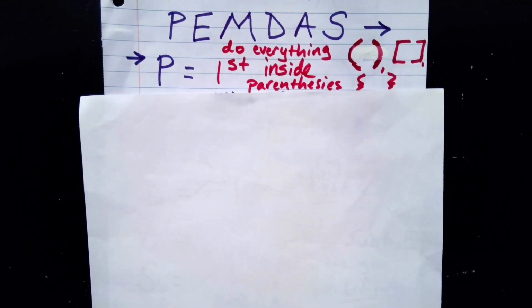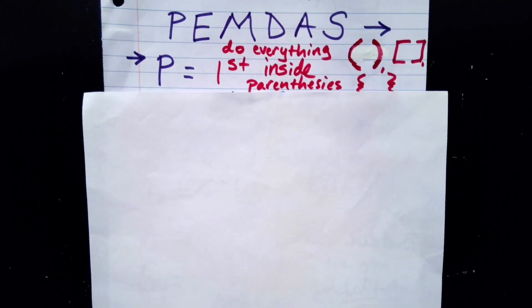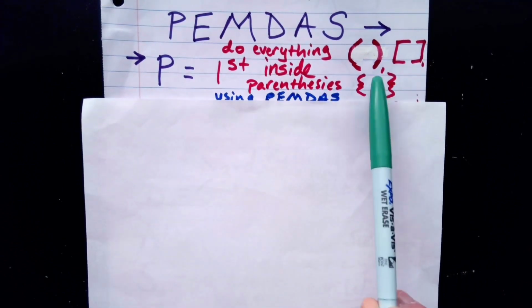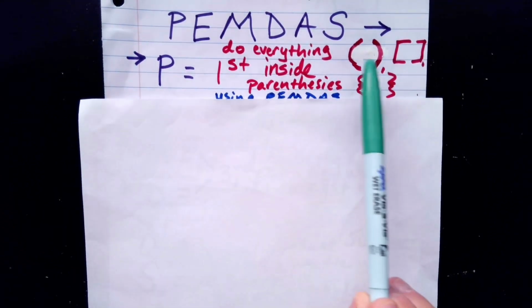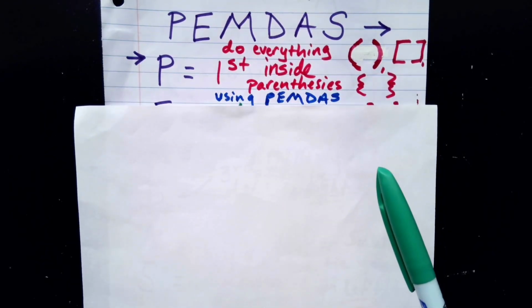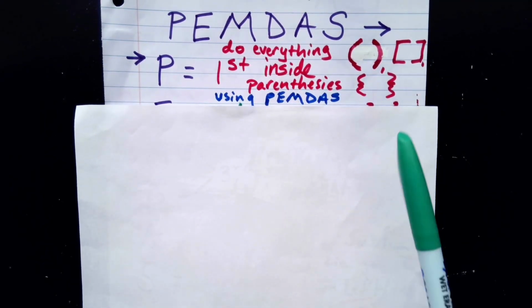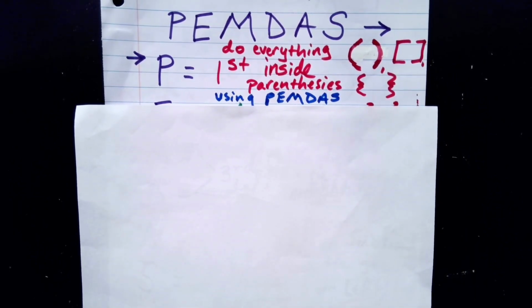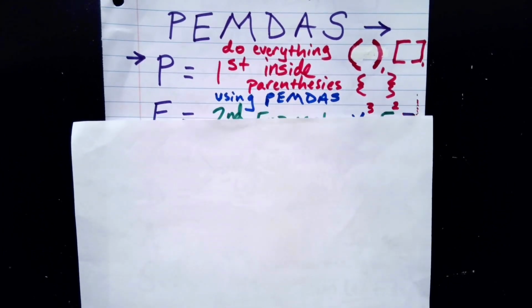Parentheses, you want to do everything inside the parentheses first, right? So these are some examples of parentheses that you might see. You want to do everything inside the parentheses first. Sometimes you can't perform any operations inside the parentheses, but you must try to do that first.